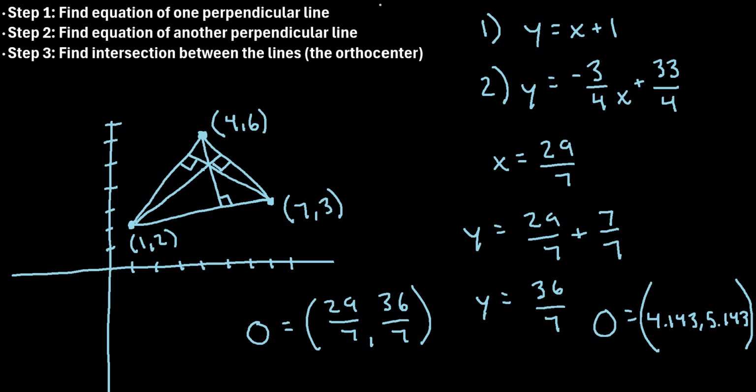So that is the three-step process that you can use to find the orthocenter of a triangle if you're given the three vertices.